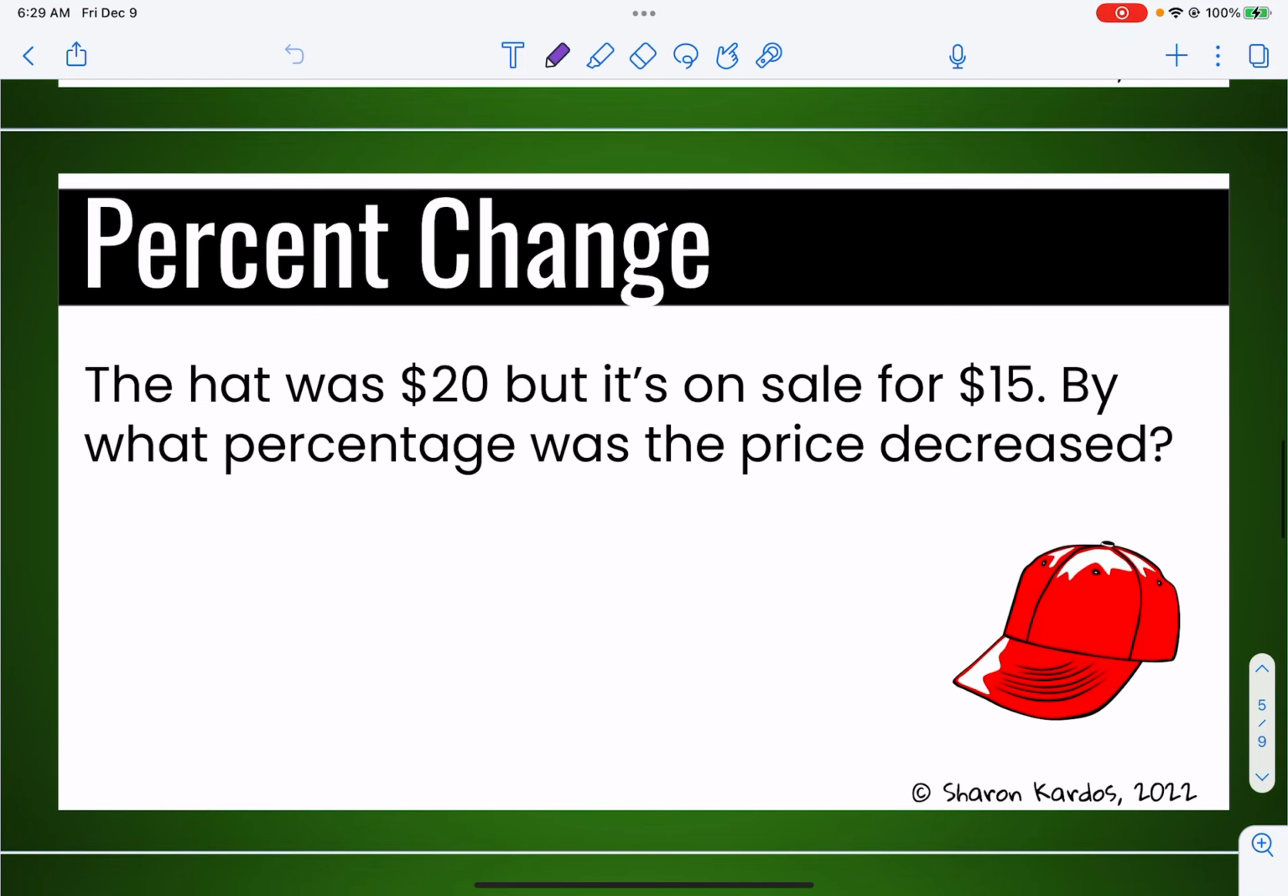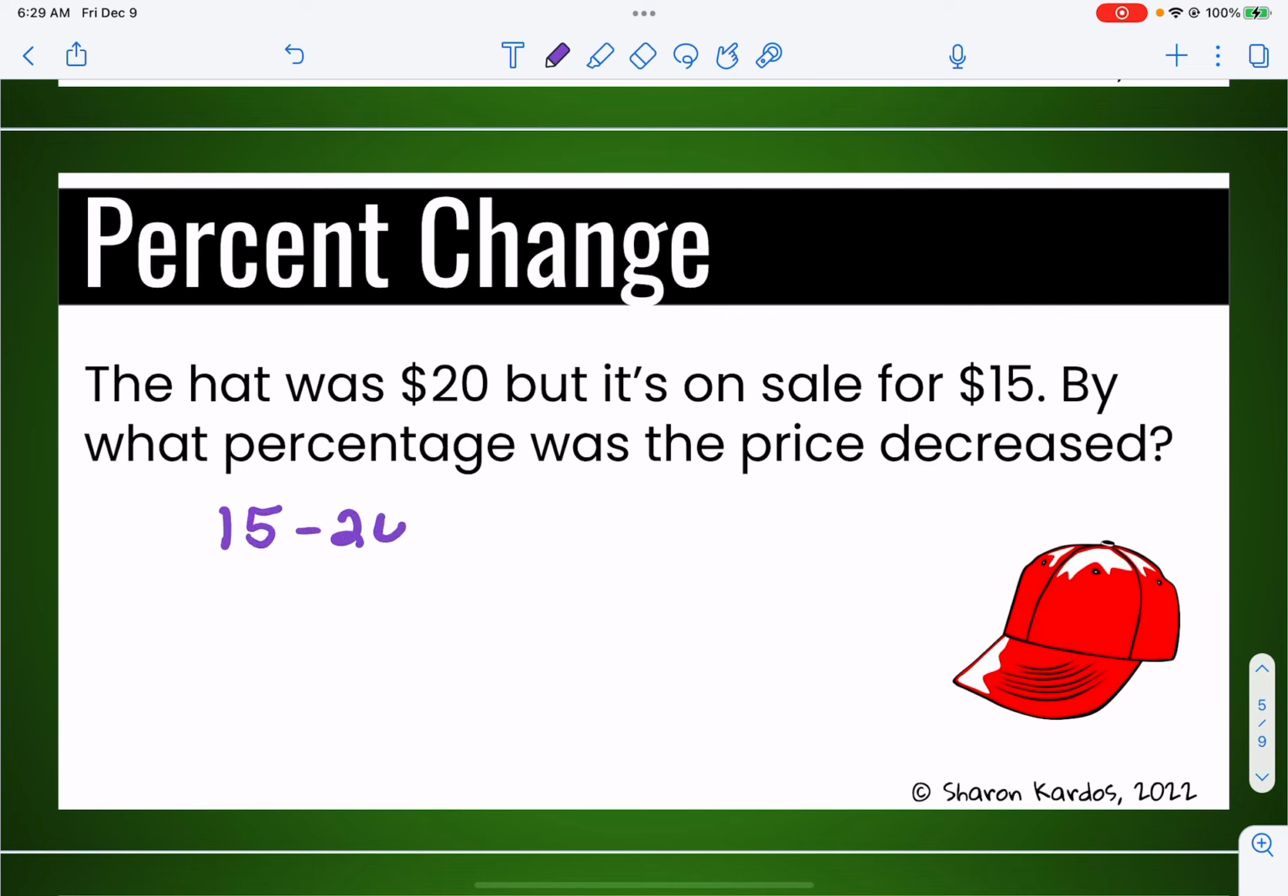So here's our first example. It says the hat was $20, but it's on sale for $15. By what percentage was the price decreased? So I'm going to follow the little formula that we talked about. My new value is $15, and I'm going to subtract the old value. And whatever I get, I'm going to divide it by the original. Remember, the original means the beginning, which is 20. And I'm going to times it by 100 at the end to change it to a percent.